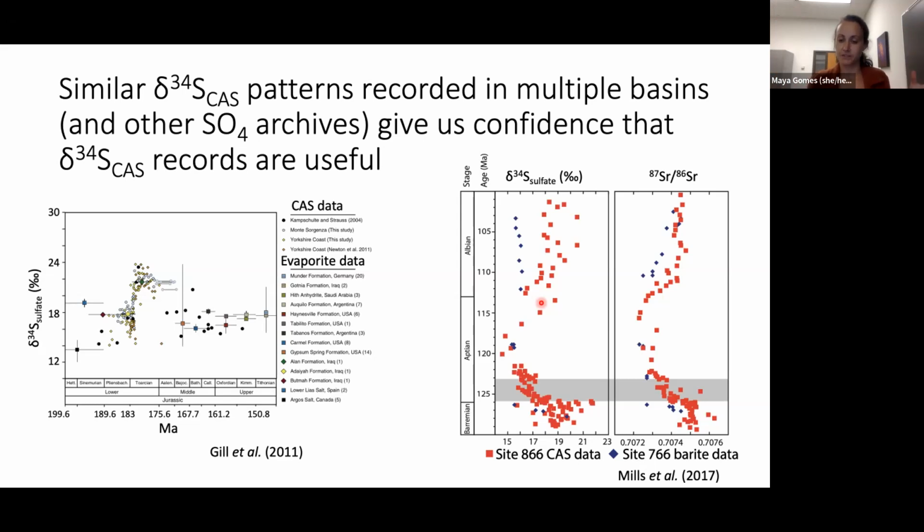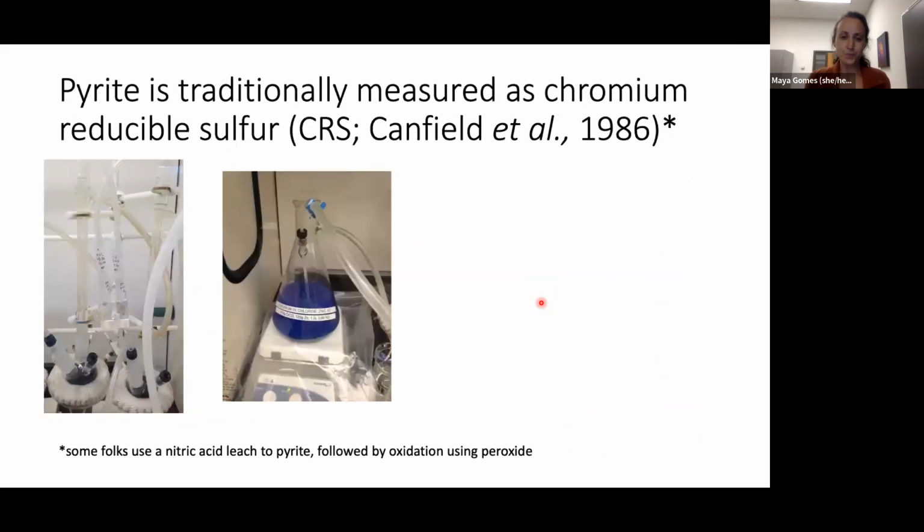So this can be something that gives us confidence in our records, and where possible, it is really useful to look at sulfur isotope records from multiple sites around the globe. And it's really exciting when they all line up and you feel like you're really measuring some robust signals. Okay, so now we're going to move on to pyrite.